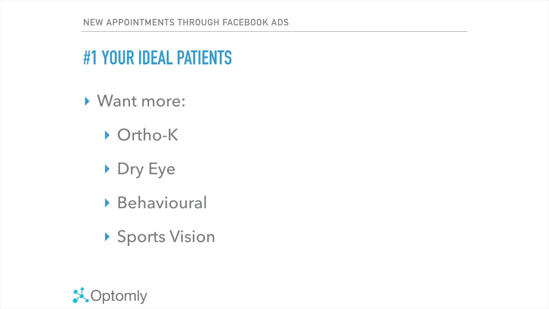Firstly, which types of patients do you want more of? Ideally, do you want to see more ortho-K, dry eye, behavioural or sports vision patients? If so, then think about the ideal patients for this. Know their gender, age, work, hobbies or sports. Do they typically have private health insurance? Bonus points if you can think of and name one real patient who's in your ideal patient demographic.